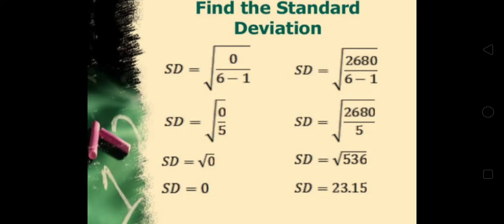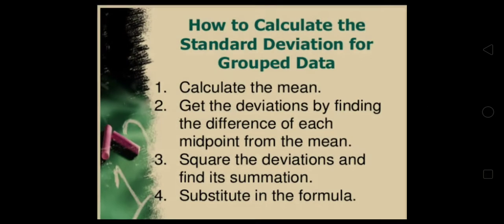And then we can apply the formula on both the cases. In the first case, when 35 remains constant, the SD will be equal to 0, but when the variables are changing, this will be the solution and SD will be equal to 23.15.